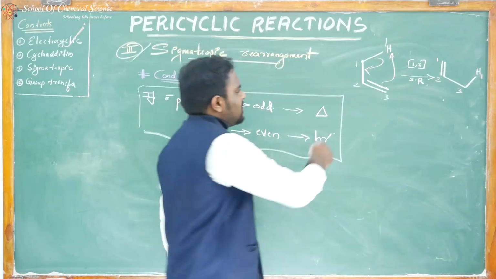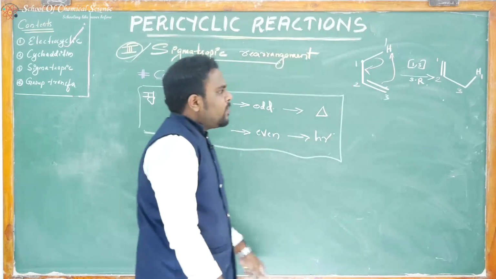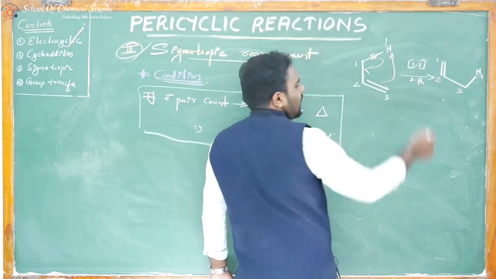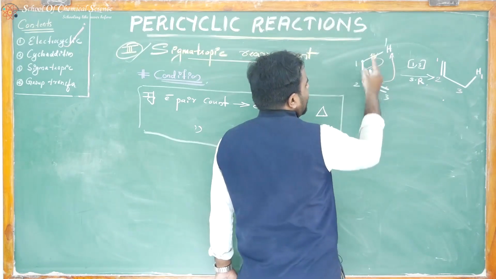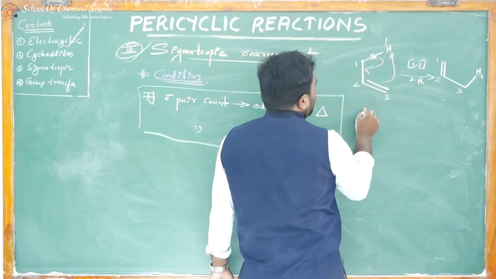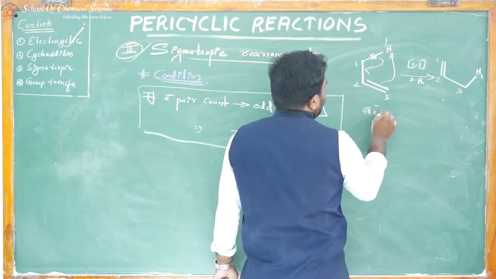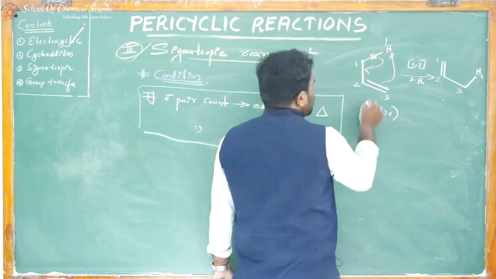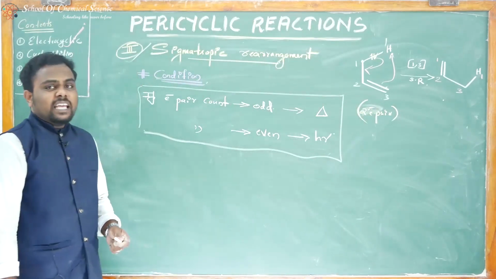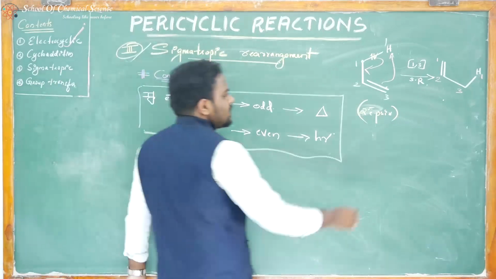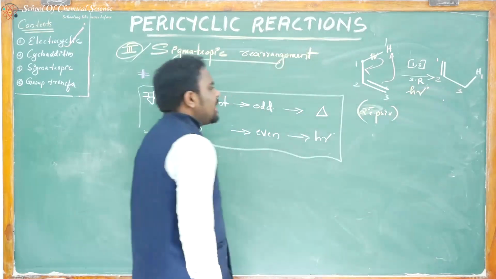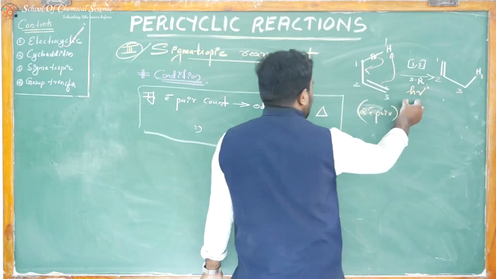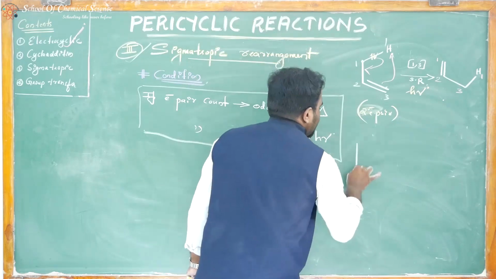How many electrons are involved in the whole process? 2 pi electrons and 2 sigma electrons. So how many electrons? 2 plus 2, 4 electrons. 4 electrons means 2 electron pairs. So that 2 is an even number. Then this reaction takes place under photochemical condition. If the electron pair count is an even number, then that reaction will take place under photochemical condition.